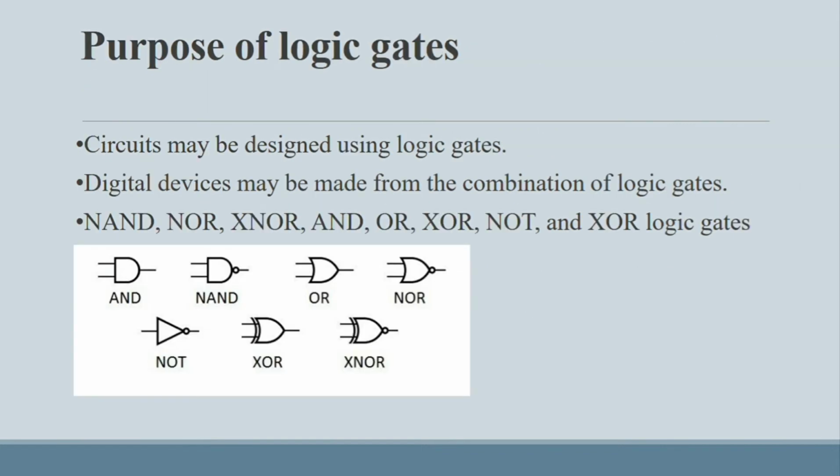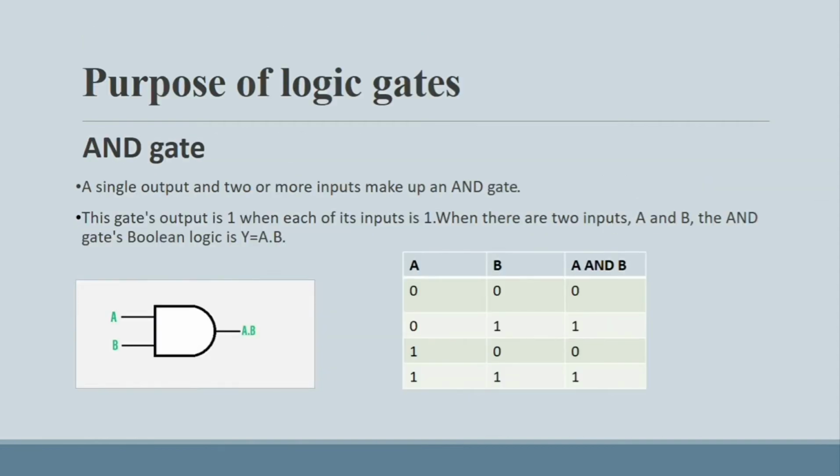Purpose of logic gates. Circuits may be designed using logic gates. Digital devices may be made from a combination of logic gates: AND gate, NOR gate, NOT gate, OR gate, etc. AND gate. An AND gate has a single output and two or more inputs. This gate's output is 1 when each of the inputs is 1. When there are two inputs A and B, the AND gate's Boolean logic is Y equals AB.